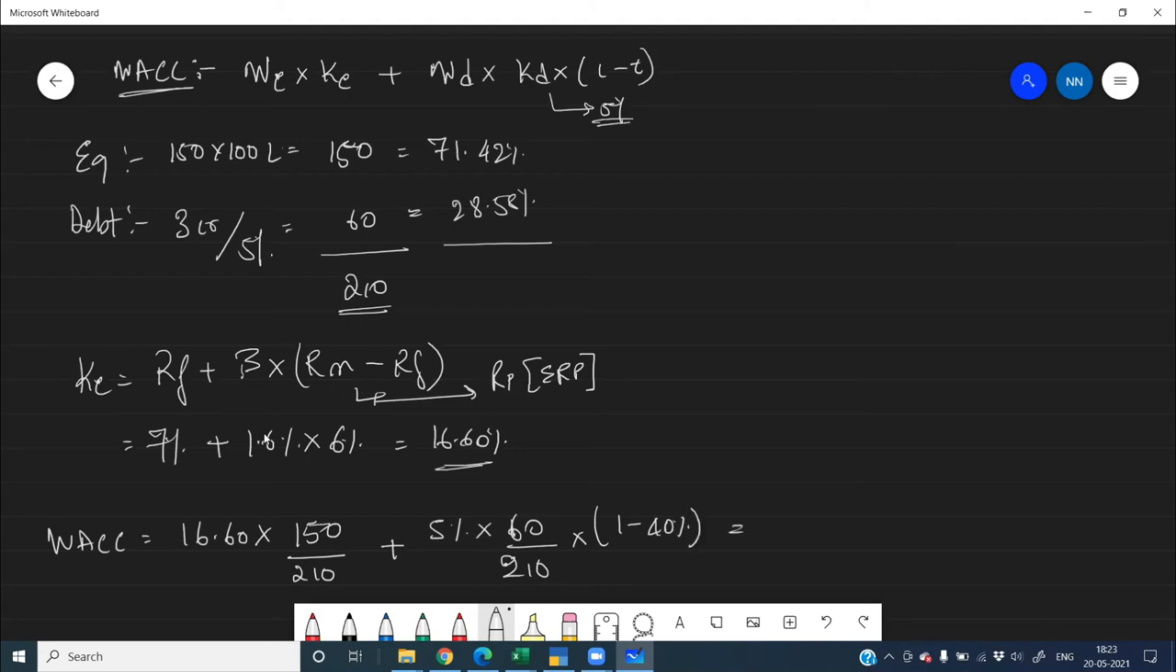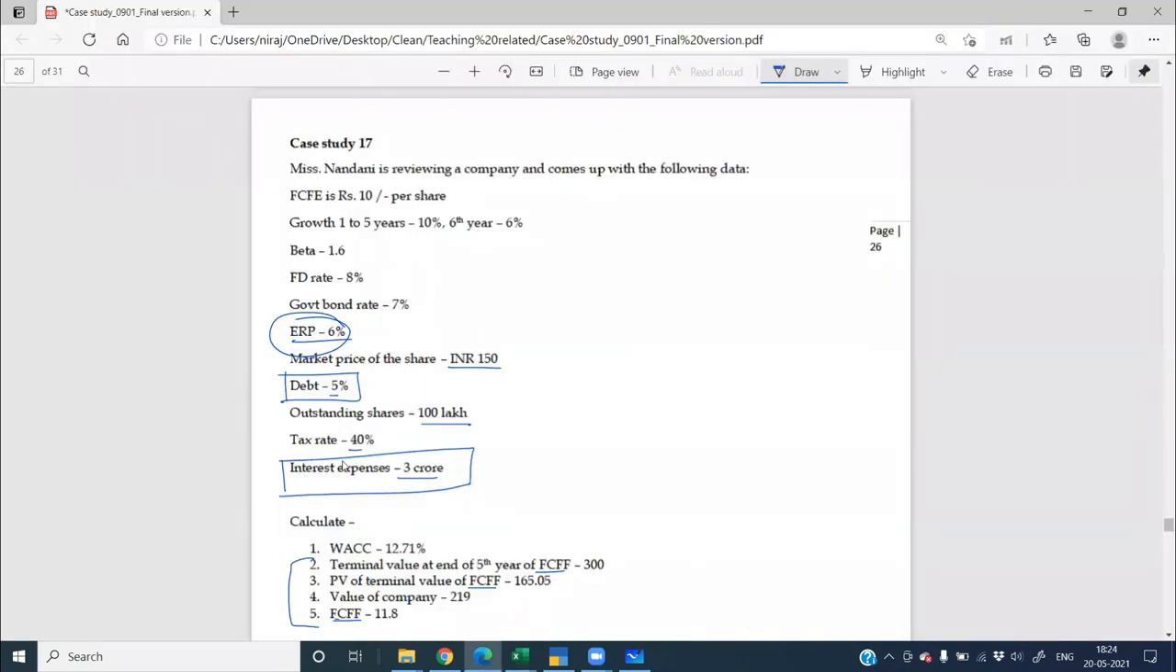So if I solve this equation, can anybody calculate? Okay, yes, 12.71%. So that is my first answer, which is 12.71%. तो इसका आंसर ऑलरेडी मैंने यहाँ पे लिखा हुआ है 12.71.